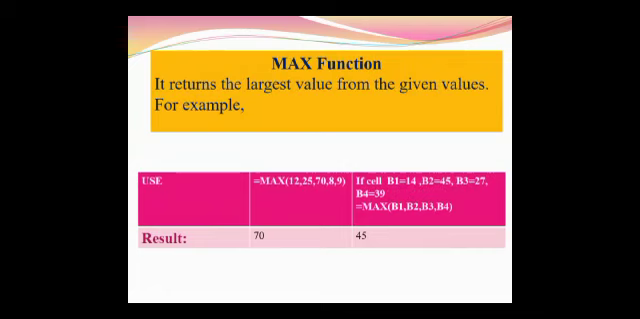Now the MAX function returns the largest value from the given values. Suppose these numbers I have taken: 12, 25, 70, 8, 9. So out of these numbers, the maximum number, which is 70, will be given as the result. If cell B1 contains 14, B2 contains 45, B3 contains 27 and B4 contains 39, so I write =MAX(B1,B2,B3,B4). The result will be 45.